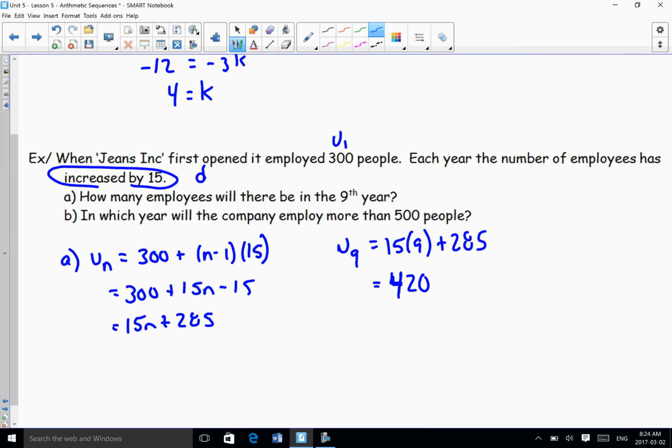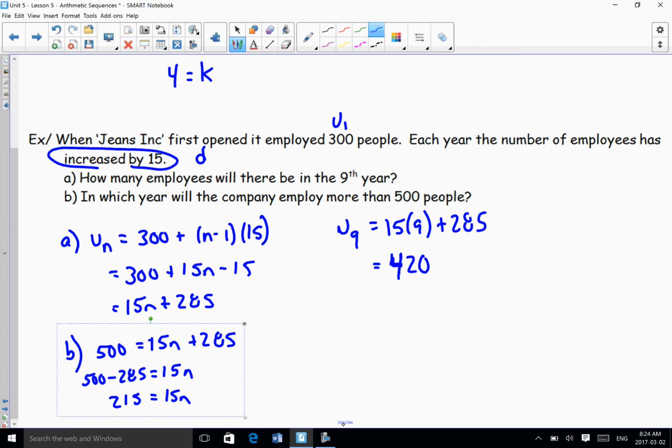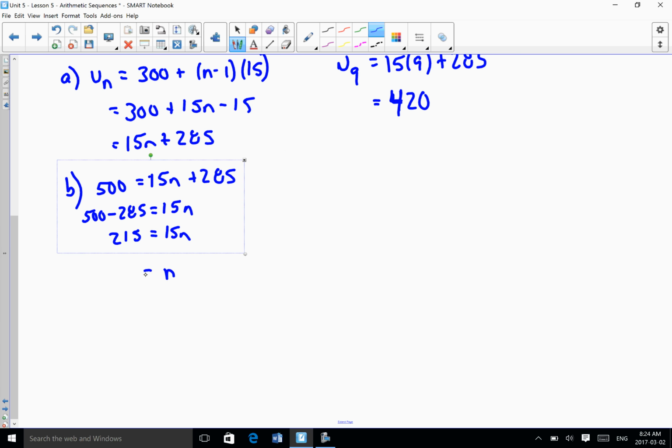420. Right, and what year will the employer employ more than 400 people? That's like saying, where in the sequence does 500 fall? So let's put that in for a un value and we'll solve this. Okay, so 500 minus 285 is 15n. That gives me 215 is 15n. Divide both sides by 15, and n comes out to 14.3.